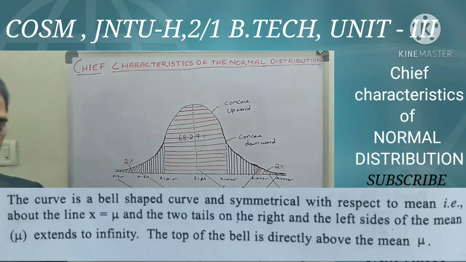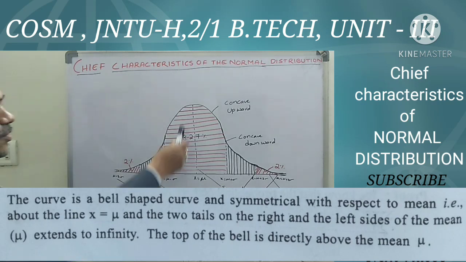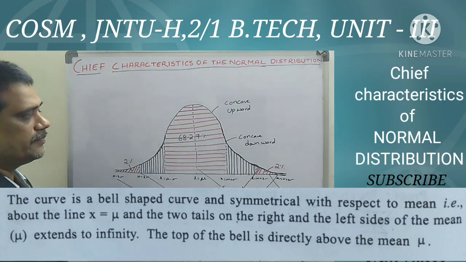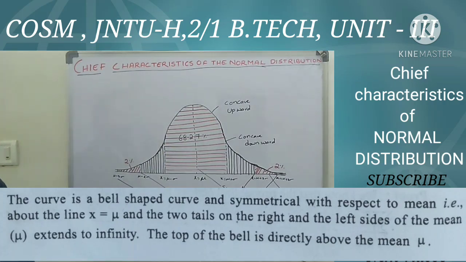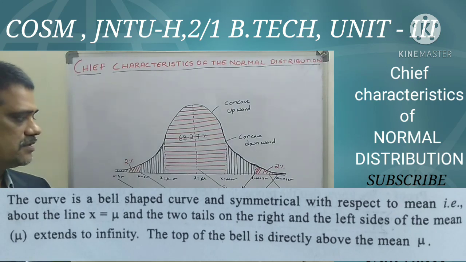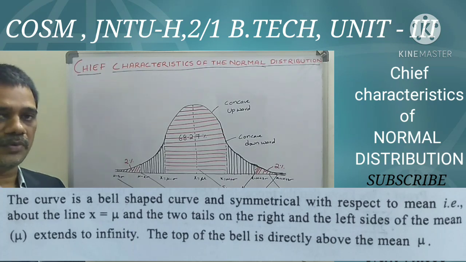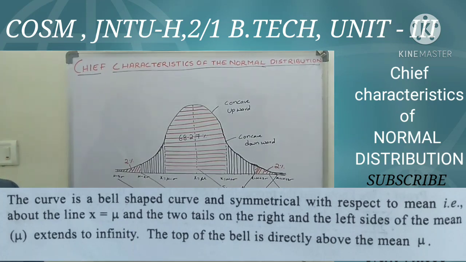The second point is that the curve is bell-shaped and symmetrical with respect to the mean, that is, about the line x equals mu. About that line the curve is symmetric, which means it will divide into exactly equal parts at x equals mu. The two tails on the right and left side of the mean extend to infinity. These ends extend to infinity. The curve will not touch the x-axis but will extend to infinity.